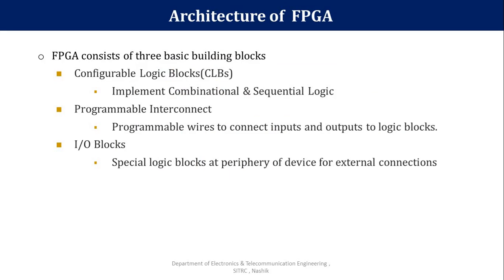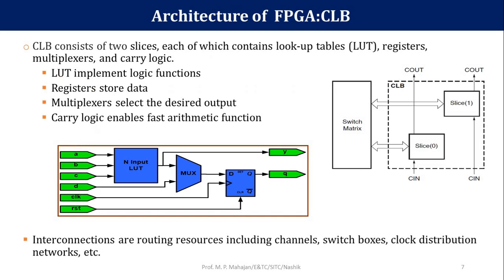The configurable logic blocks are used to implement combinational as well as sequential logic. Programmable interconnect uses programmable wires to connect inputs and outputs to the logic blocks. And IO blocks consist of special logic blocks at the periphery of the device for external connections. Architecture of FPGA.